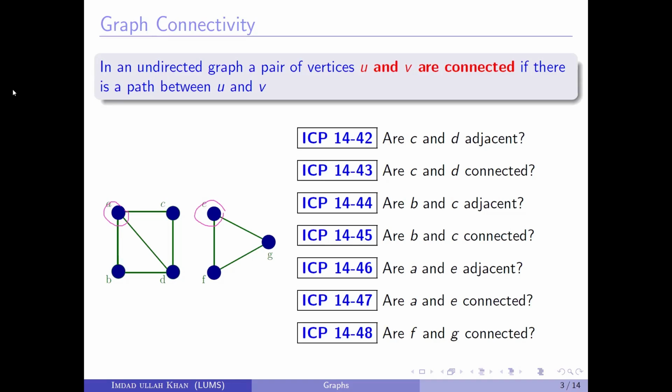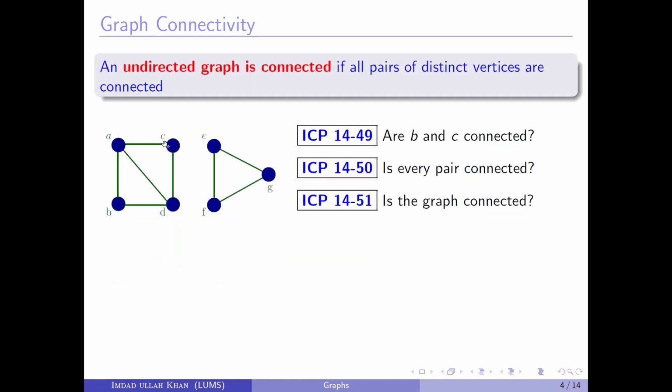Are F and G connected? Yes, F and G are connected and they are adjacent as well. Are B and C connected? Yes, because there's a path from B to C.